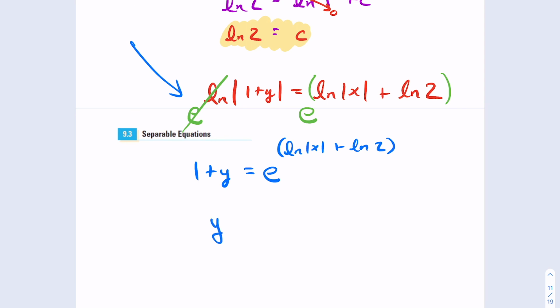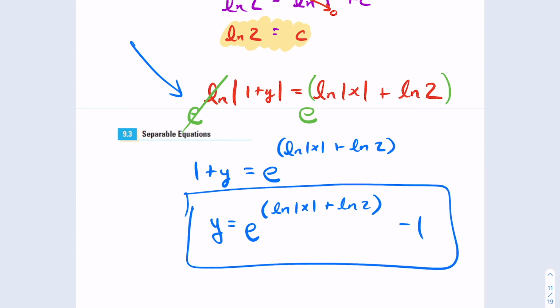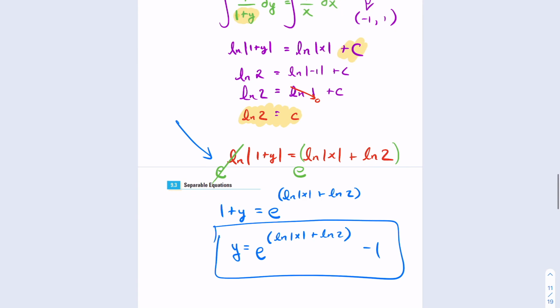And to get y by itself, I'm going to bump that negative 1 over. So y equals e to the natural log of the absolute value of x plus the natural log of 2, minus 1. Messy answer, but we got the job done. Okay, hopefully you got that too.